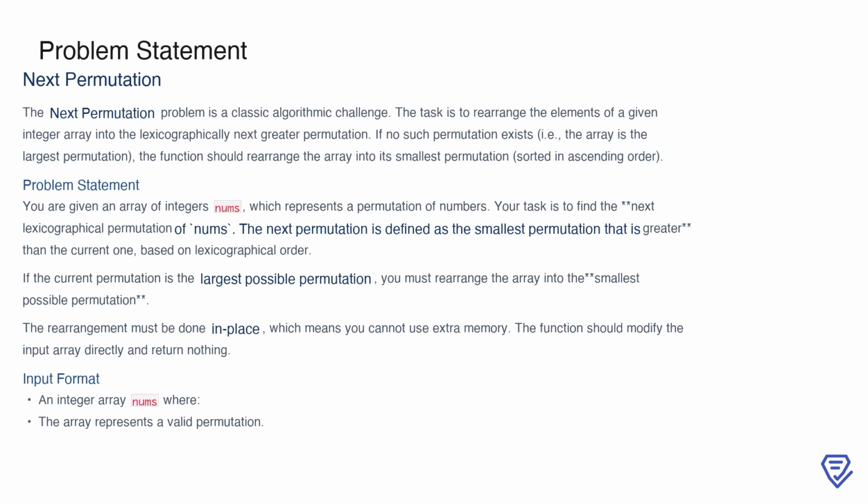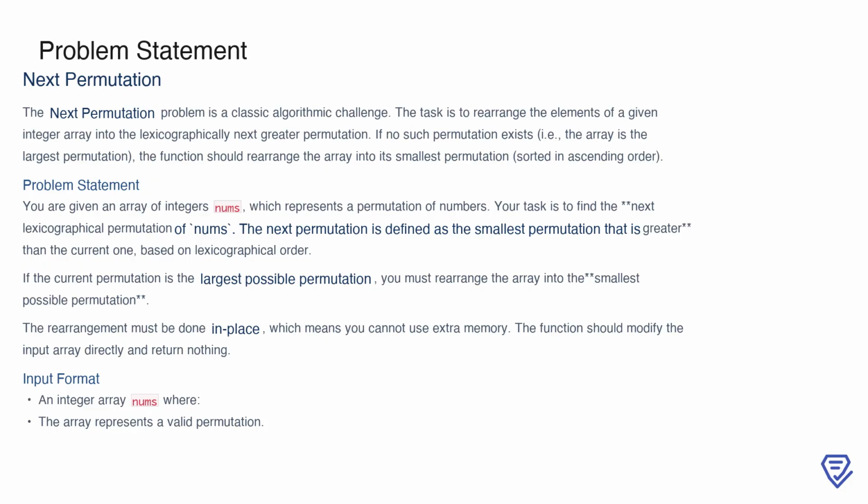Let's get started. The next permutation problem is a well-known algorithmic challenge where the goal is to rearrange the elements of an integer array into the next lexicographical order. This means we want to find the smallest arrangement of the numbers that is greater than the current one, based on dictionary-like order. For example, if the current order is 1, 2, 3, the next permutation would be 1, 3, 2. However, if the array represents the largest possible permutation, like 3, 2, 1, then we need to wrap around and transform it into the smallest possible permutation, which would be 1, 2, 3.